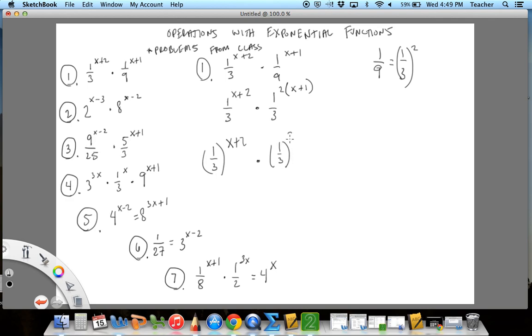So we have (1/3)^(x+2) times (1/3)^(2x+2), and from this point on we're going to use our rule number 1, which is that if they have the same base, we can add the exponents, which you'll come up with 3x plus 4. Also make sure, and I've said this a couple times, that when we distribute, we distribute to all the terms within the exponent. All right, so there's number 1.